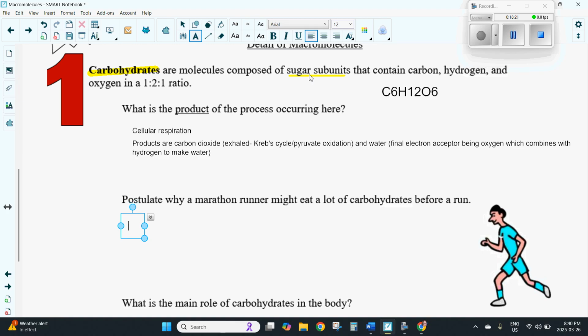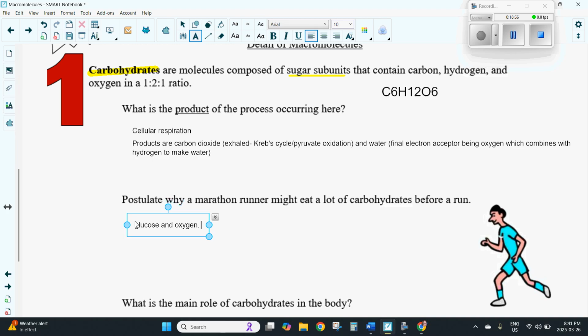So this we have to think about. We're hypothesizing. Postulate means come up with an answer or come up with a reason why, an educated guess. Thinking back to cellular respiration, we know that we get the products of carbon dioxide and water, but our reactants that we need are glucose and oxygen. So why would a person eat a lot of carbohydrates before a run?